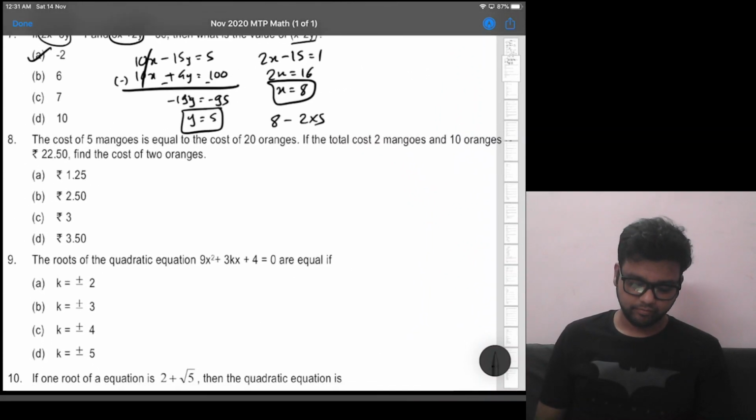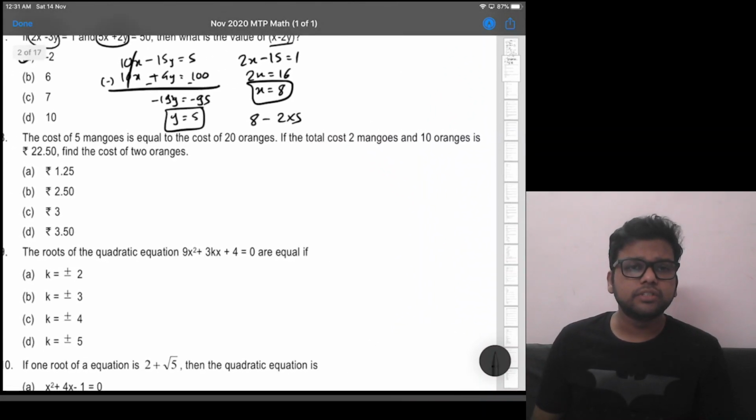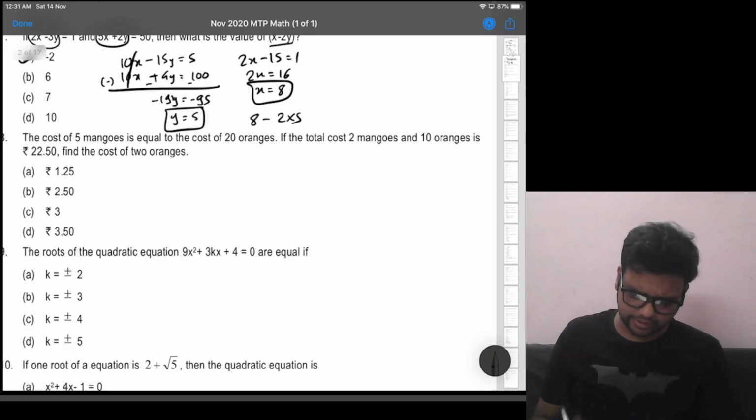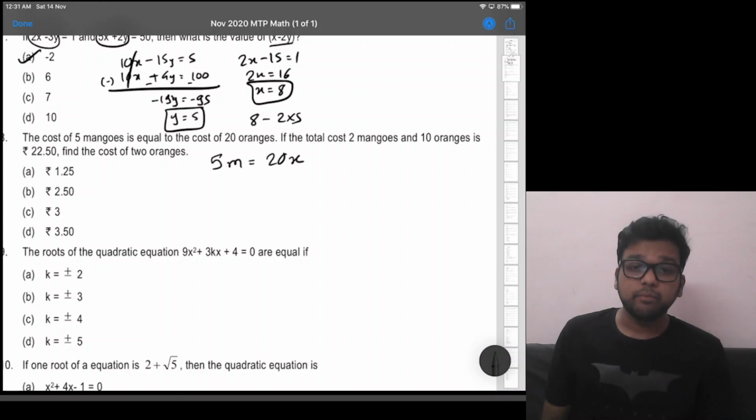8th, cost of 5 mangoes is equal to cost of 20 oranges. That means 5m is equal to 20. Let me write x because O will be confusing, right? So 5m is equal to 20x. That means we can immediately simplify it. m is equal to 20 by 5, 4x.